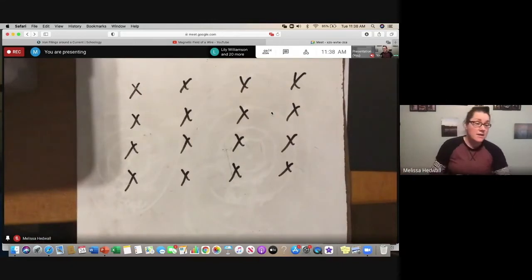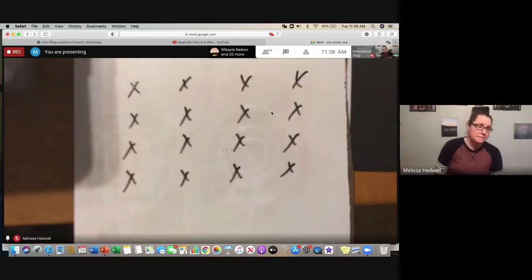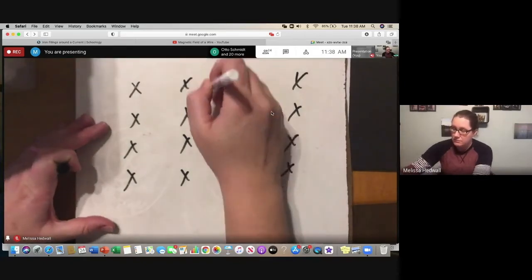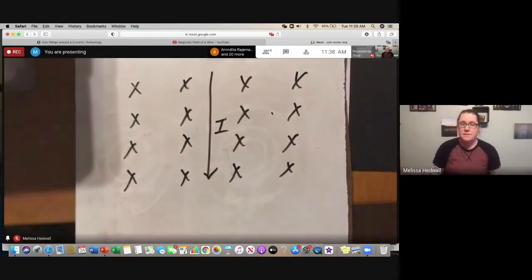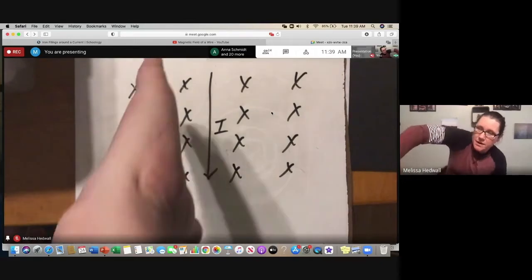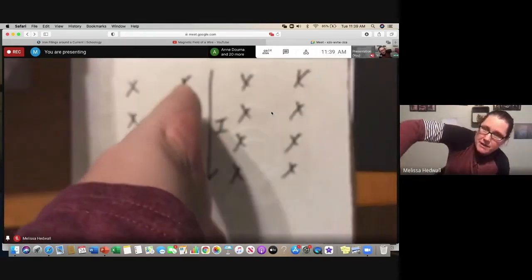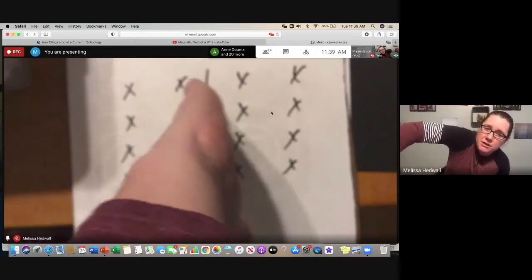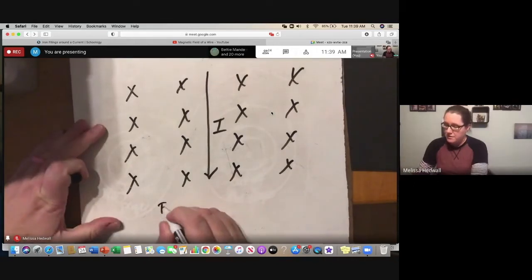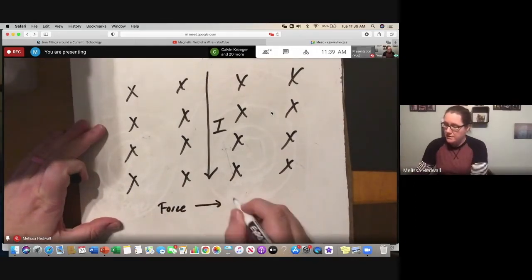Let's say that we have this setup and we have X's. X's indicate that our magnetic field is going into the board, so take your right hand and your fingers will go into the board. Let's say we have a current going down the page. You put your fingers going into the board, and then the current, your thumb, pointing down the page. In this situation, your push is over to the right, so the force would be to the right.